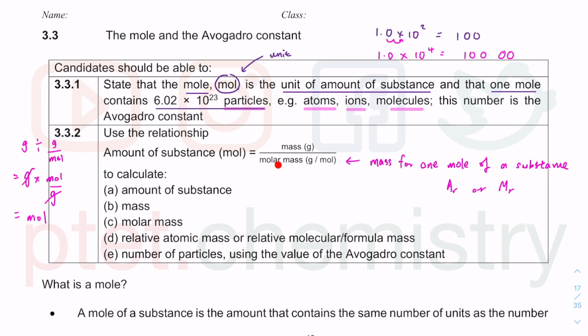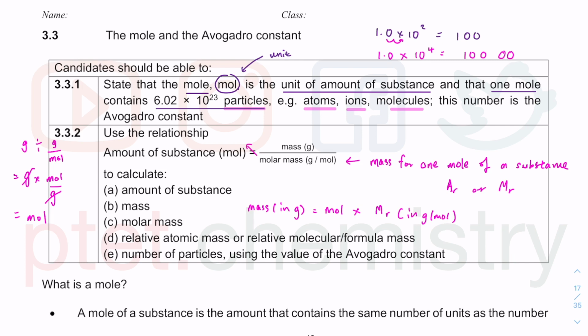Now we're going to use this same formula to calculate the amount of substance in mole if we have these two pieces of information. But how about if you want to calculate mass? If you just want mass, then you just move this up there. So you're going to get mass in gram is equal to mole times Mr in gram per mole.